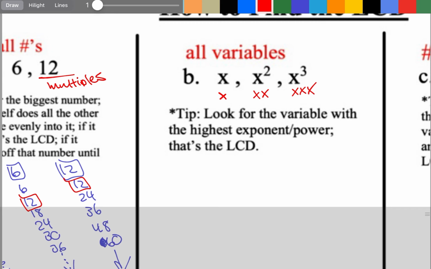Right here for the variables, it says look for the variable with the highest exponent or power. That's going to be your LCD. This guy right here is going to be our LCD, simply because we can give him 2 x's and we can give him an x to catch up to this guy, which we don't have to make any changes to the least common denominator, okay? But we would have to change x to x to the third and x squared to x to the third by contributing a certain amount of x's to complete the task. Again, look at the highest exponent value to determine your least common denominator for variables.